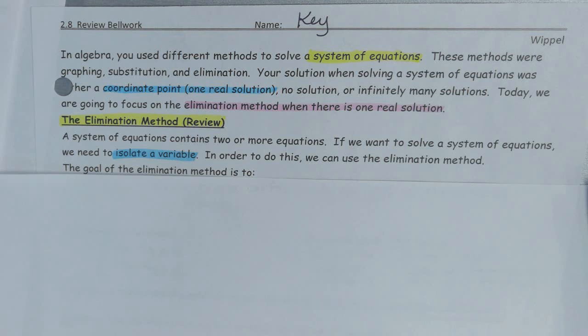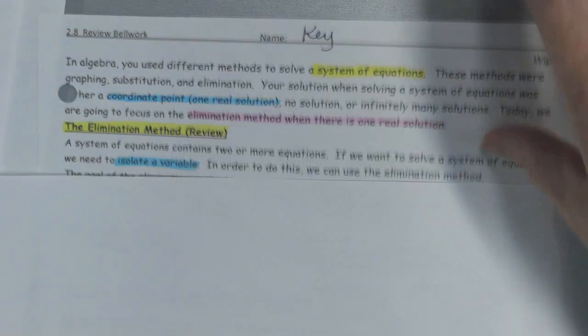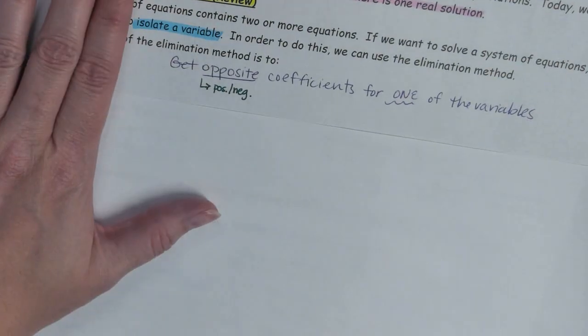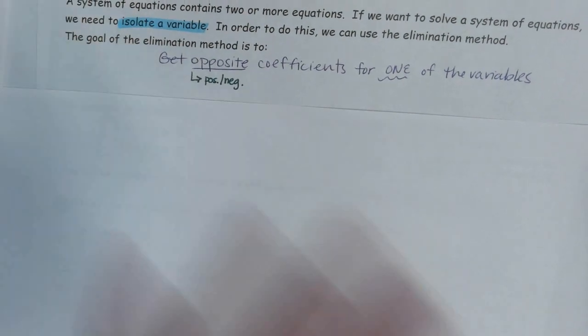So if we are going to eliminate, what we want to happen is we want those coefficients to be opposites. Right? So opposites would be like if you had positive 10, what would the opposite be? Negative 10. Okay? If you had negative 5, the opposite would be positive 5. So that's the main goal, is you want to get opposite coefficients for one of the variables. So if it's positive, you want the negative, or vice versa. Okay? So we have to get the opposite coefficients.